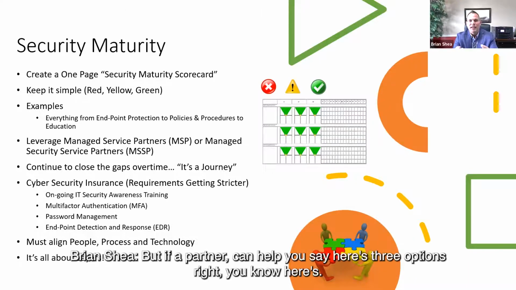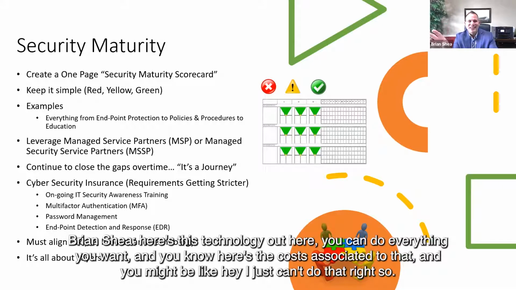But a partner can help you say, here's 3 options, right? Here's this technology out here. It could do everything you want. And here's the cost associated to that. And you might be like, yeah, I can't do that, right?